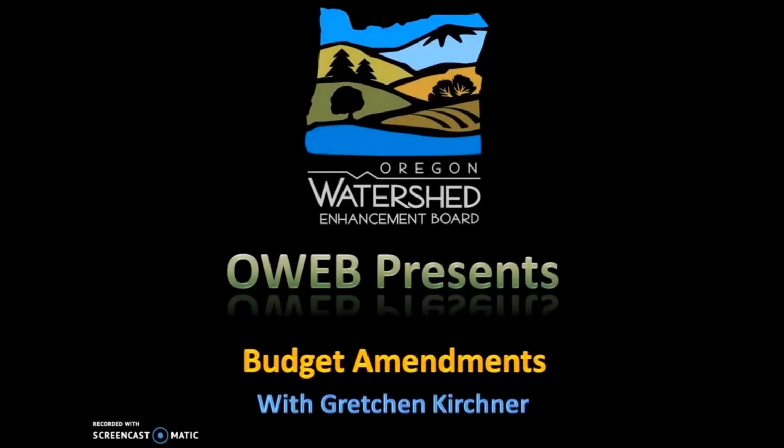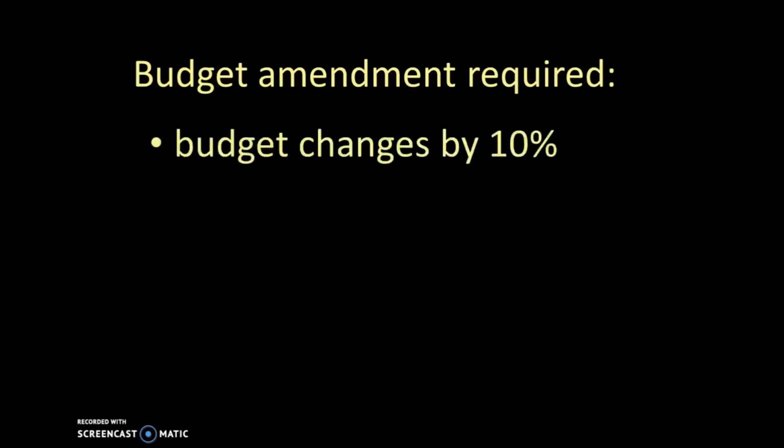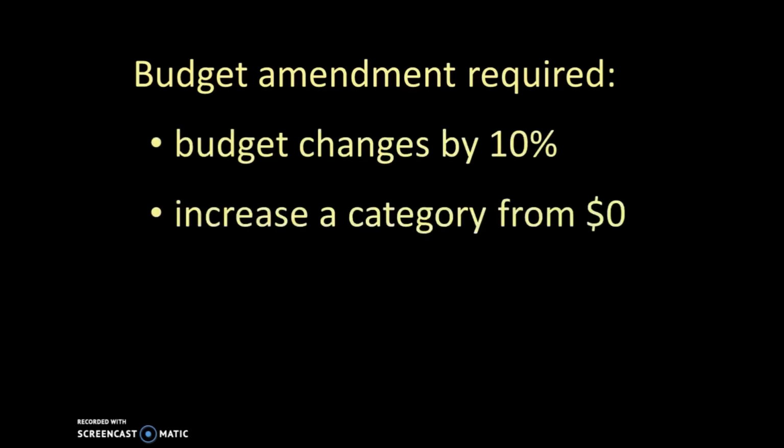Hi, this is Gretchen. In this video, I'll show you how to prepare a request for a budget amendment. OWEB requires a grantee to submit a budget amendment when the budget changes by a cumulative 10% of the grant or when adding money to a category that was previously zero.